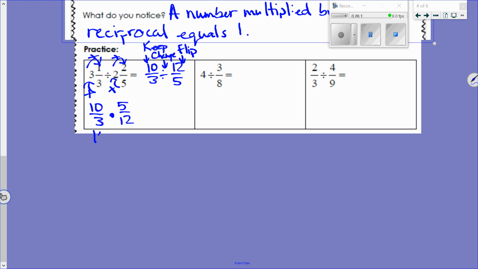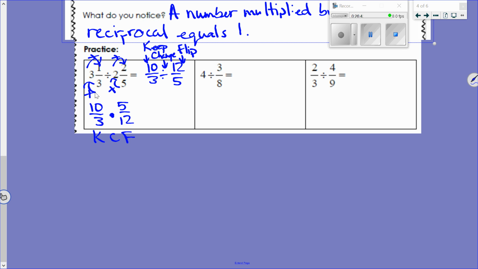KCF. It's kind of like my favorite chicken, just a little bit backwards. Is that why Ms. McShann is going to like you? Because she prefers to think of it mathematically as multiplying by the inverse. But in order to actually do it, it helps to think, what are my steps? I keep my first number, I change and I flip. I multiply the first number by the inverse, okay?